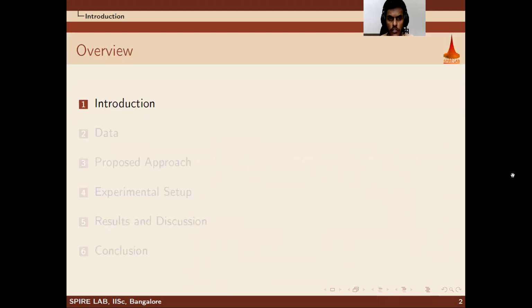This is the brief overview of the talk. I'll be first introducing the problem statement, followed by the data set that we'll be using. Then I'll be talking about the proposed approach as well as the experimental setups. Finally, I'll talk about the results and discuss some of the findings and conclude.